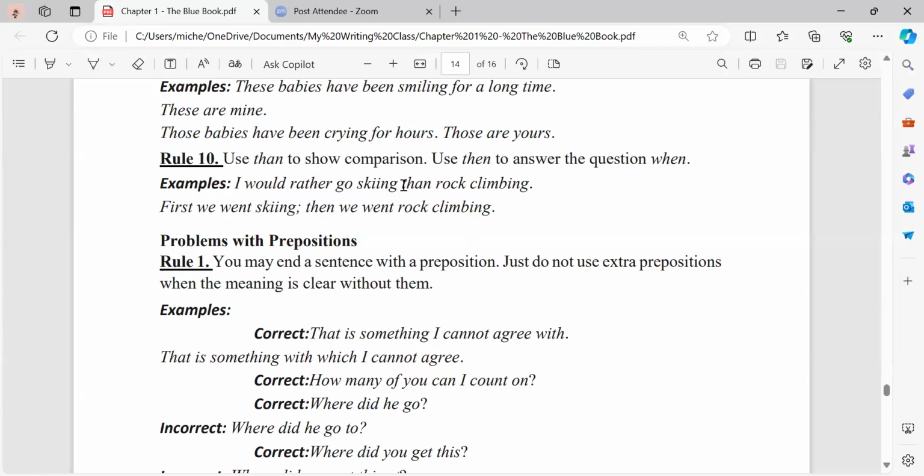So than right here, the one with an A, is to show a comparison. So I would rather go skiing than rock climbing. And first we went skiing, then we went rock climbing. So then right here, with the E, is to describe when. So it is used for time chronology.